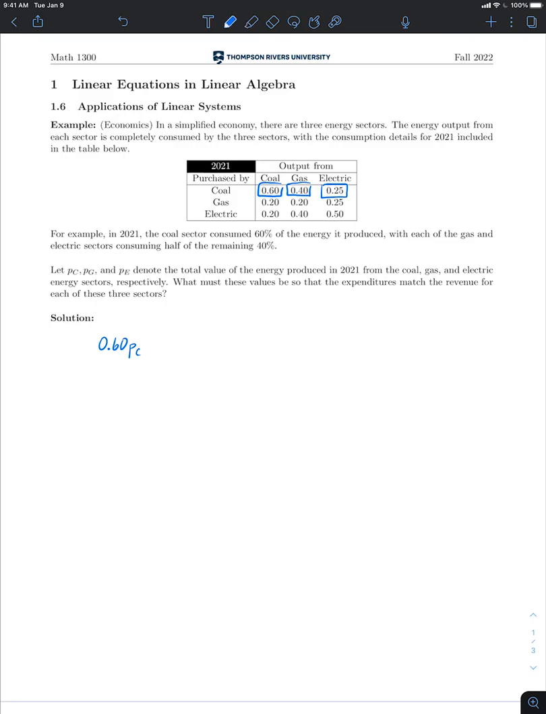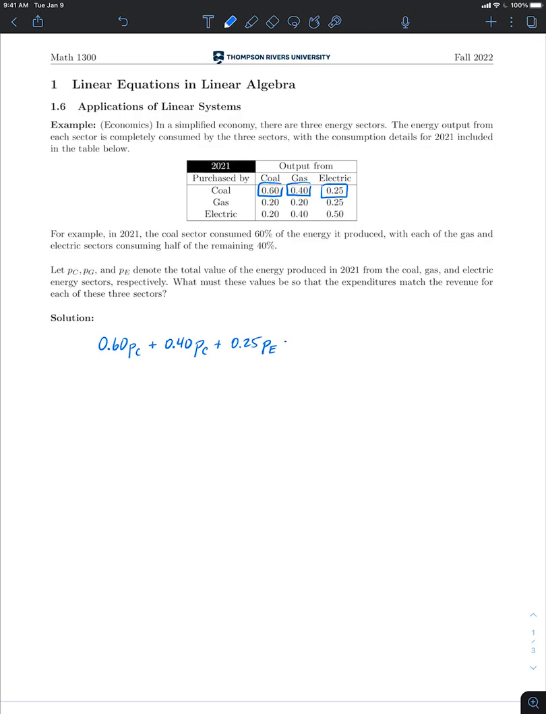What about the gas sector? Well, it's going to purchase 40%, so 0.40 multiplied by the total price of all the energy produced by the gas sector, which is P sub G. And then lastly, for the electric costs, we'll just go 0.25 multiplied by the total price for the electric sector. Okay, so that's the total expenditure now for the coal sector. We don't know what those three variables are, but if we did, we could plug them in here and we'd have the total expenditures of the coal sector for energy.